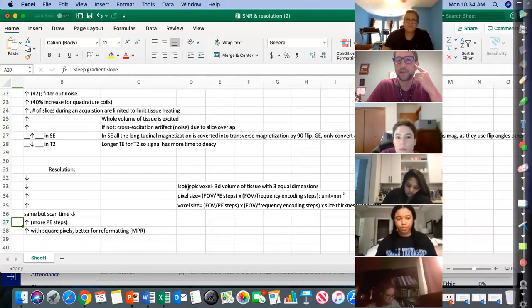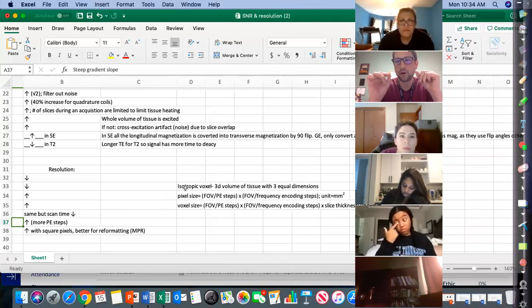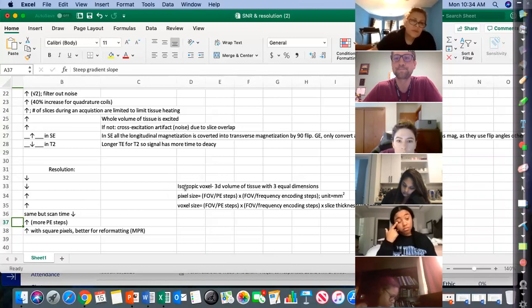And then I just put here the definition of what an isotropic voxel is, and it's a 3D volume of tissue with 3 equal dimensions. So all 3 dimensions are the same size, which allows us for really good reformatting.